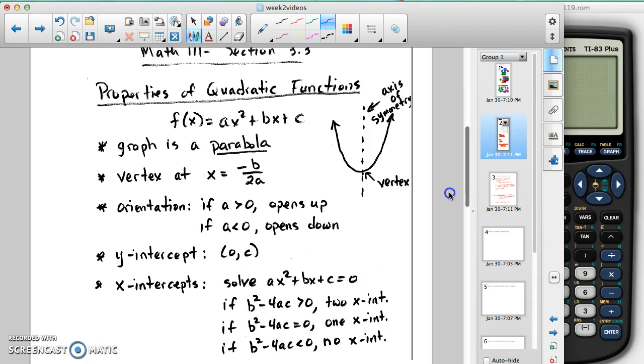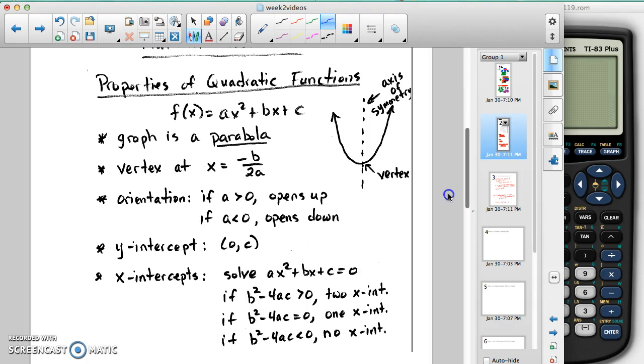Now here's some review things that you should know about quadratic functions. Here's the equation again. The graph is a parabola. It looks like this, or it could be going upside down. The vertex is at x equals negative b over 2a. That's going to be the coordinate of this point. The x coordinate is going to be negative b over 2a, comma something. We don't have a formula for that, but we can plug that value in here and find out what the y value is at the vertex.